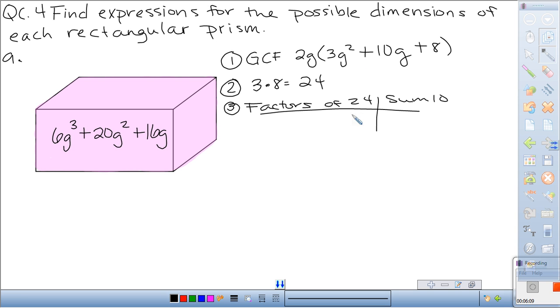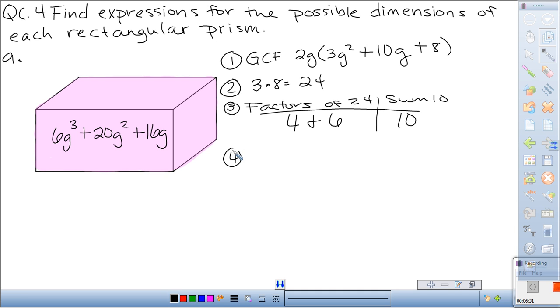And again, everything's positive, so I don't have to worry about any negatives. And you can start at the beginning. 1 times 24, way too big. 2 times 12, too big. 3 times 8, too big. And then we have 4 and 6. 4 times 6 is 24. 4 plus 6 is 10. So we're going to rewrite 10g as 4g plus 6g.